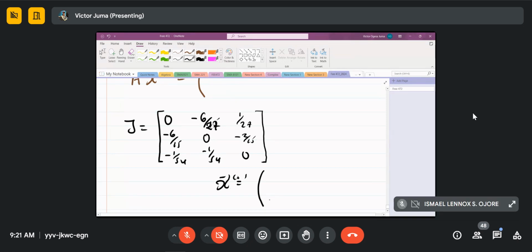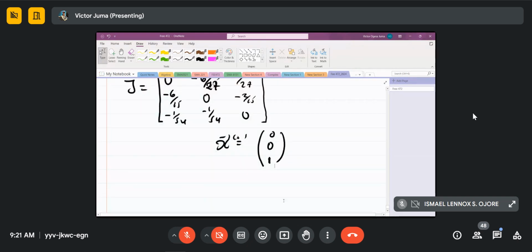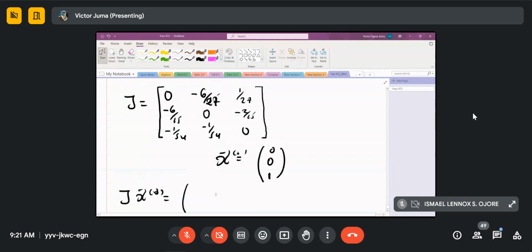So somebody has said 1. So since I want to normalize this, I can put 1, and then I can just make this 0, just to be simple. So when you try an initial guess and you want to multiply, try to find things which are easier to multiply. And then when you multiply now, what is J x naught? What do you get? Multiply J by x naught.